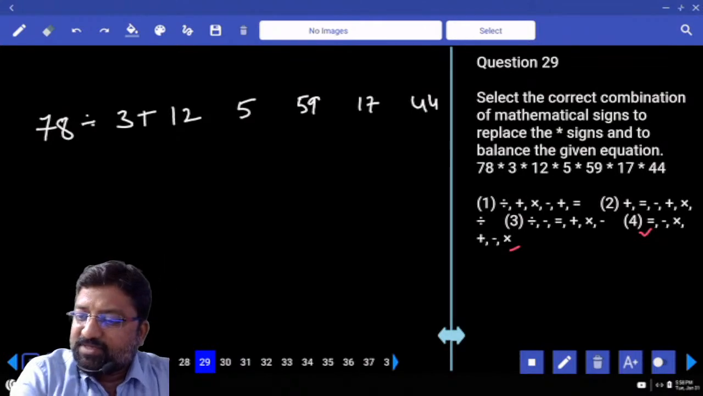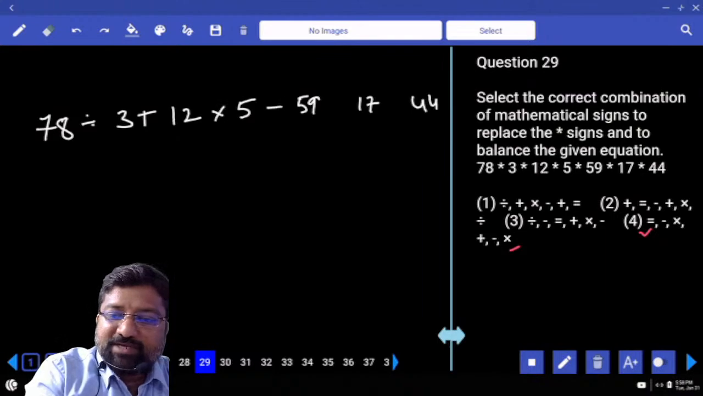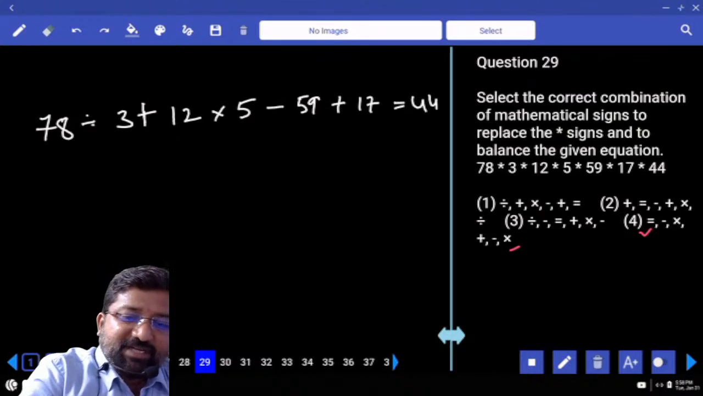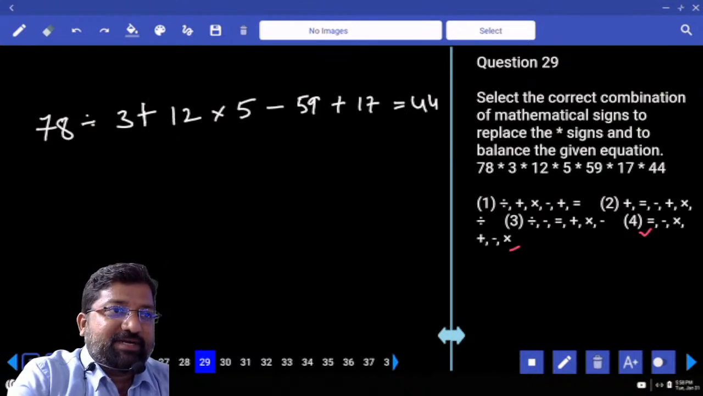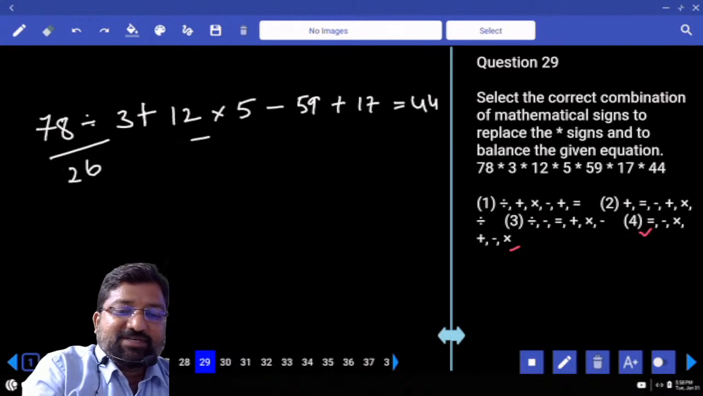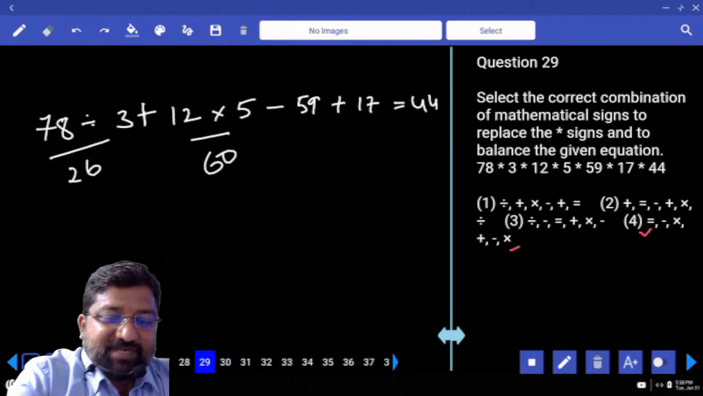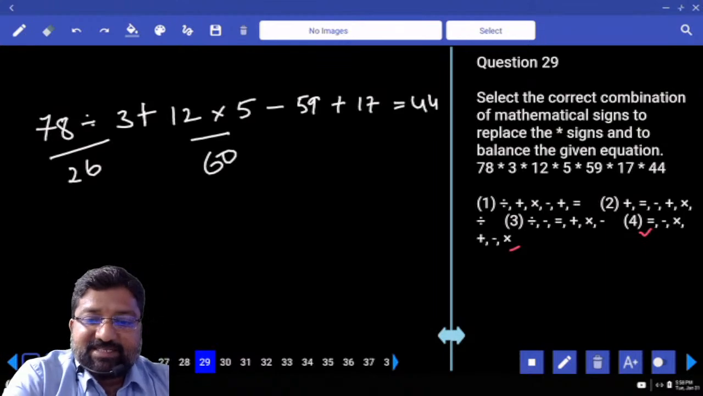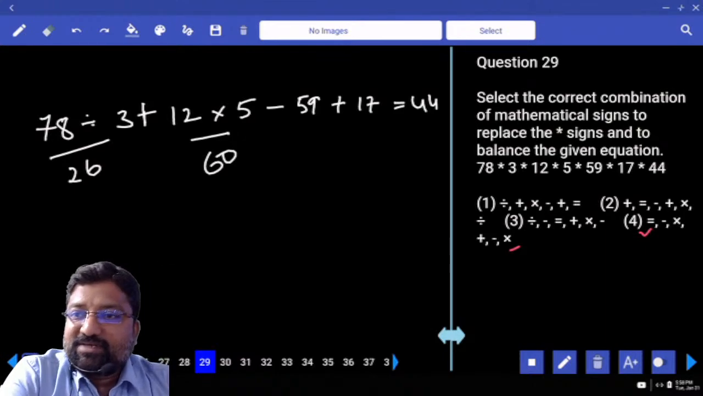3 plus 12 into minus plus equals to 44. First division, next multiplication, and these two are separated by plus. How much is this? 26. How much is this? 60. So 26 plus 60 is 86, minus 59 is 27.